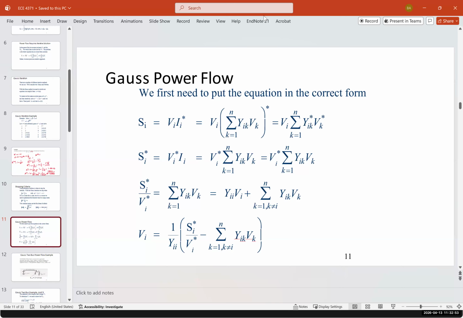For the first part, we get Vi times the sum over k from 1 to n of Yik conjugate Vk conjugate. And for the second part, we get Vi conjugate times the sum over k from 1 to n of Yik Vk. And finally, Vi would be equal to 1 over Yii times Si conjugate over Vi conjugate minus the sum over k from 1 to n, k not equal to i, of Yik Vk. And I'll solve some problems for this as well.